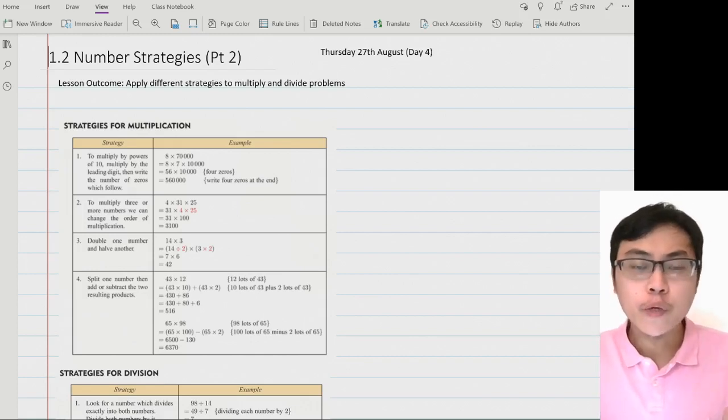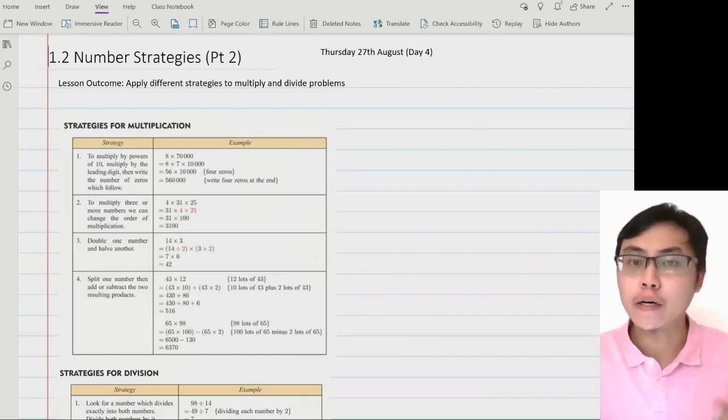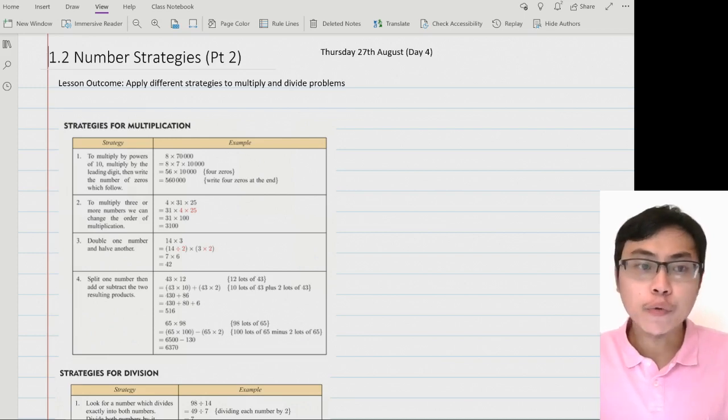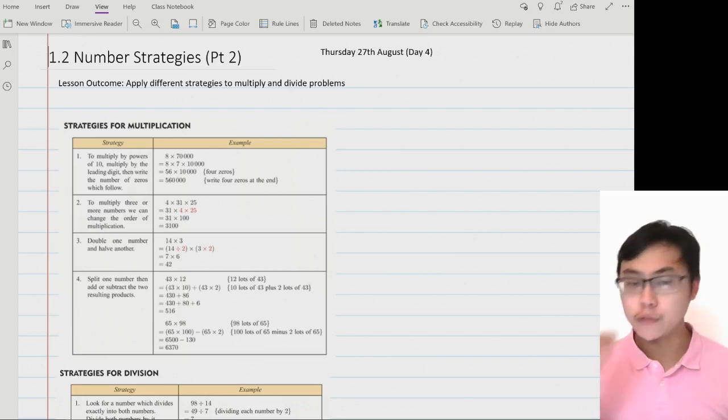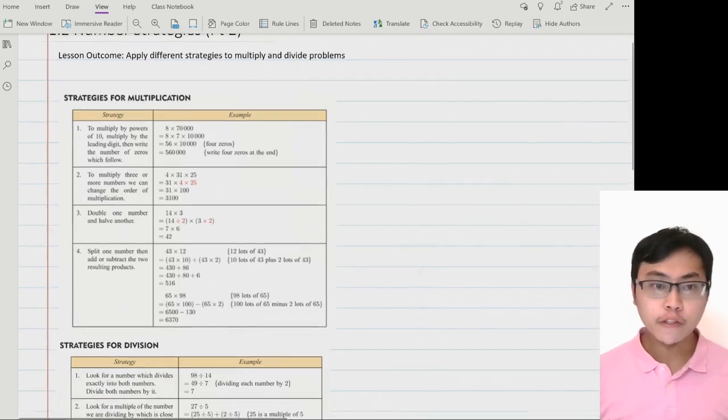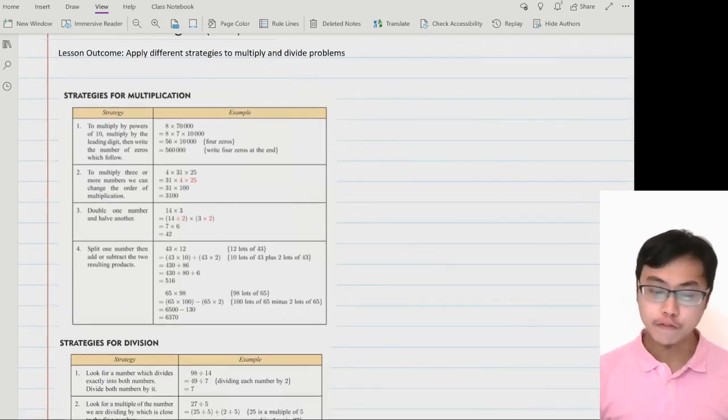Last lesson, we did add and subtract number strategies. And today we're going to look at multiply and divide. So let's go straight into the examples over here. There are different strategies for multiplication and division.